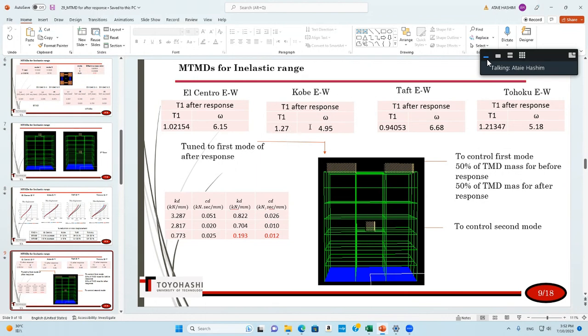So I decided to use this value T1 for Kobe and divided the mass of the top floor in two: 50% control before response and 50% control after response. Yes, and these are the values. The middle is to control the second mode, and the upper and lower sides. These values are for these two, one of them for before response, and one of them for after response.